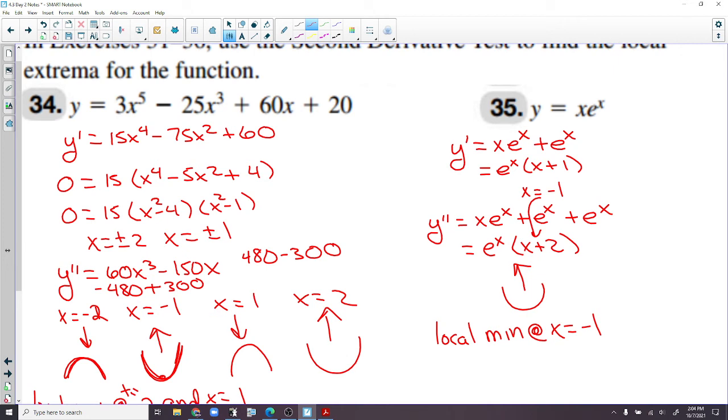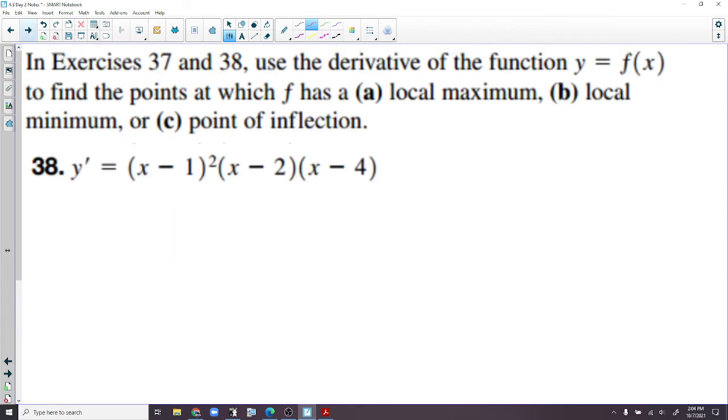I don't know which is easier. If you're asking, which should I use? I don't know. Sometimes the number line's easier. Sometimes the second derivative is easier. I'd probably use a number line on that one. I wouldn't have to do the second derivative.